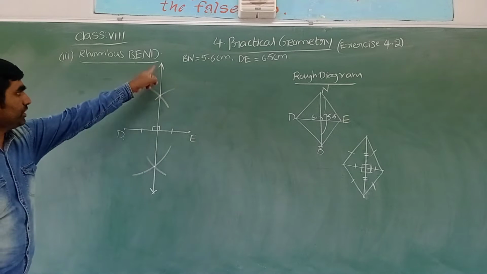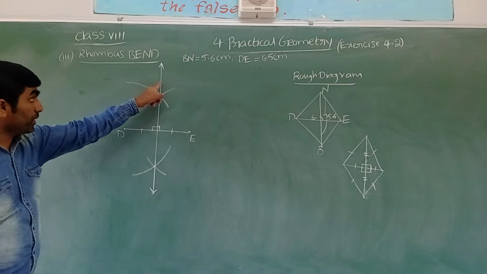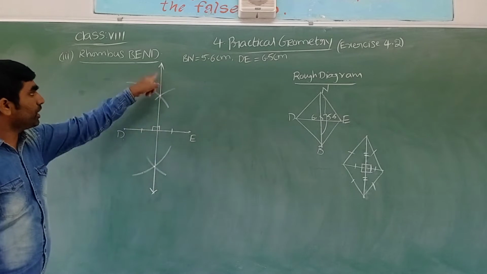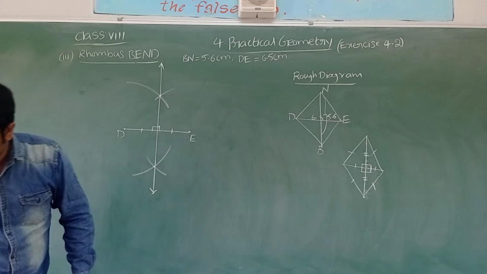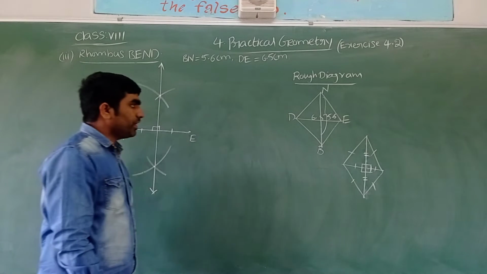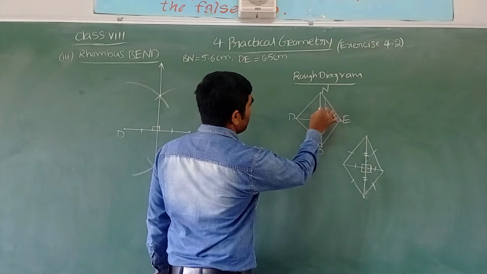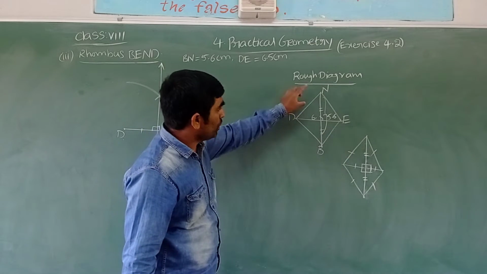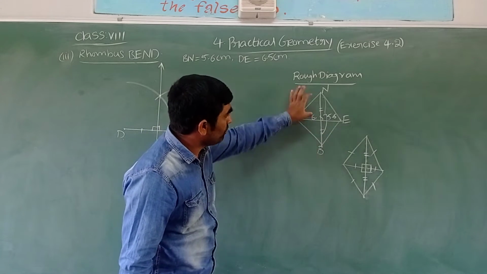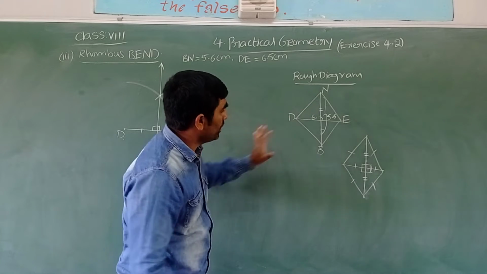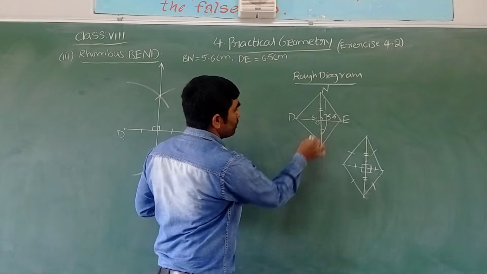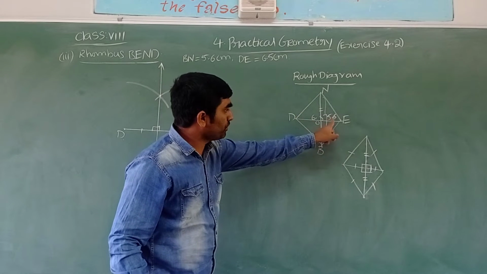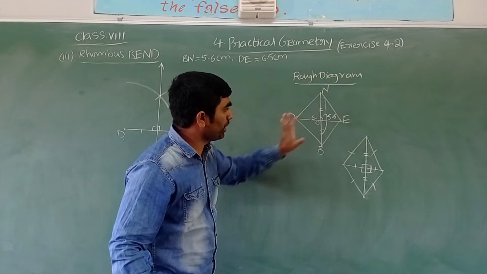Now on this perpendicular, we need to take point N here, and point B here. So where can you take point N and point B? As I said, in a rhombus, diagonals perpendicularly bisect each other. Let me take this intersecting point as O. ON is equal to OB. So the total 5.6 will be divided into equal parts.